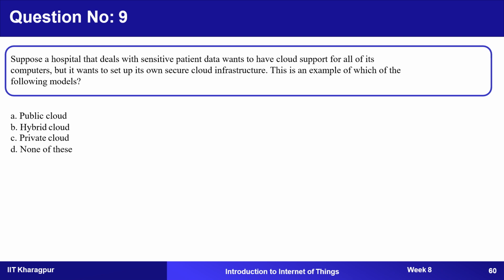I am repeating the question. Suppose a hospital that deals with sensitive patient data wants to have cloud support for all of its computers, but it wants to set up its own secure cloud infrastructure. This is an example of which of the following models? Options are public cloud, hybrid cloud, private cloud, none of these.